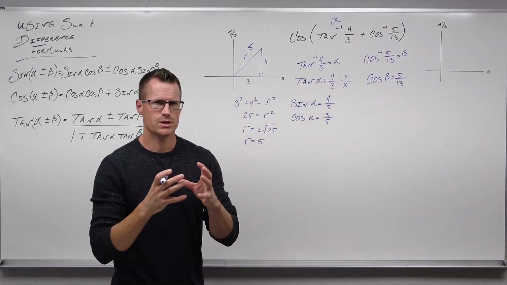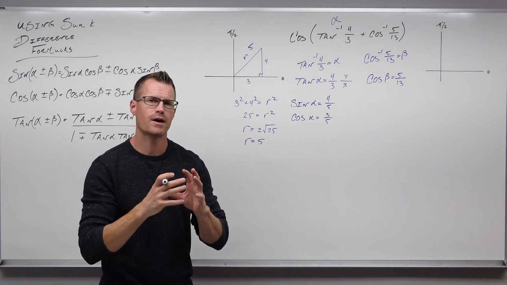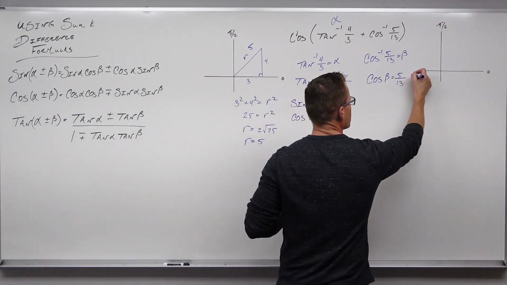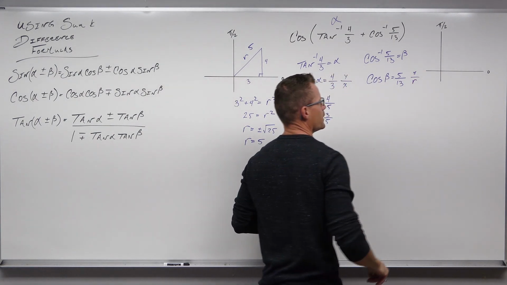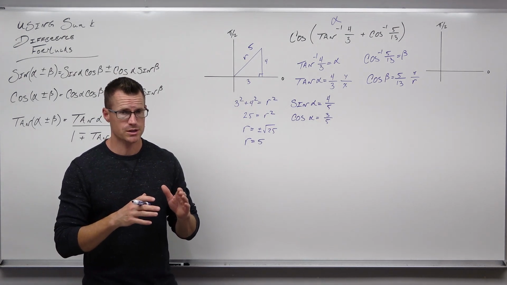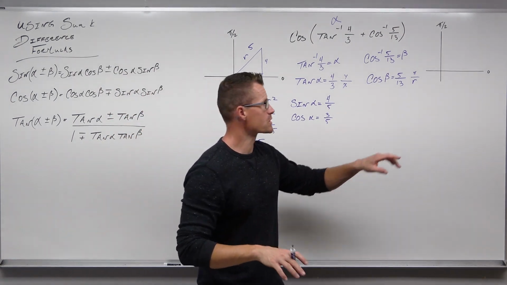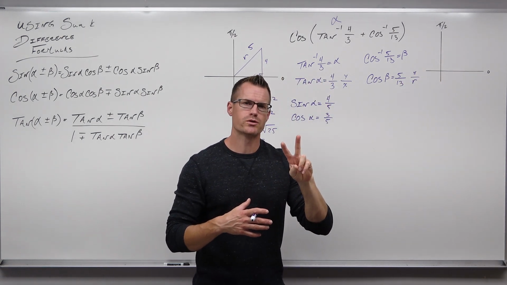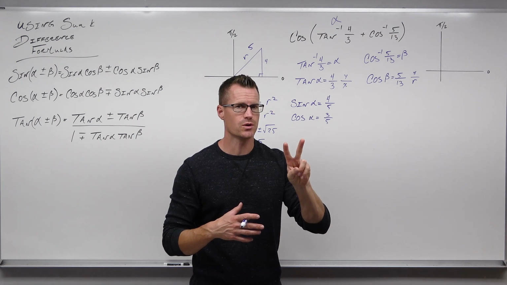Now, we all know about cosine. Cosine beta, cosine alpha equals 5/13, and that's x over r. So x is 5, and r is 13. But think about where cosine inverse works. Cosine inverse only works from 0 to pi. You see, there's 2 quadrants where cosine's positive and 2 quadrants where cosine's negative.